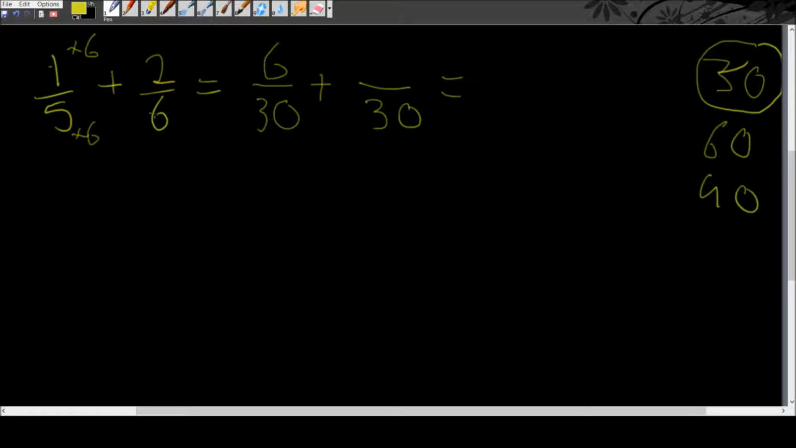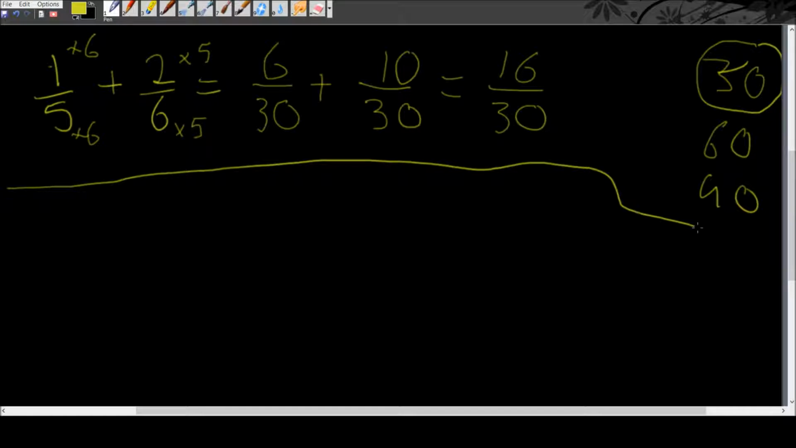Now we're going to look at our 2 over 6 and say, what do we need to do to the 6 in order to make it a 30? We need to times it by 5. So we need to times the bottom by 5, and we also need to times the top by 5. So 2 times 5 is going to give us 10. Lovely. And the 6 times 5 is going to give you 30, which we've already got there, okay? So we're going to add the two top numbers together, which is going to give us 16. And the two bottom numbers stay the same, 30. Okay? So that's example 1.